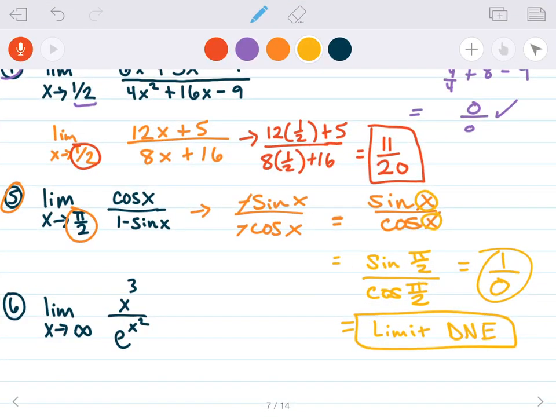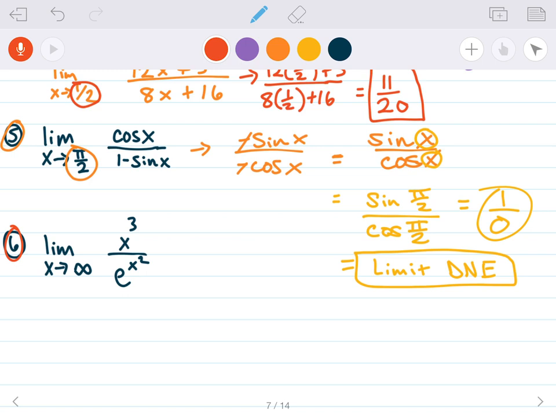All right. Let's do number 6. So the first thing we want to do is check to see if we can use L'Hopital's rule. So we need to plug in our a into x. So we have infinity cubed over e to the infinity squared. All right. So the top is getting arbitrarily large as well as the bottom. So we have indeterminate form, which means we can use L'Hopital's rule.